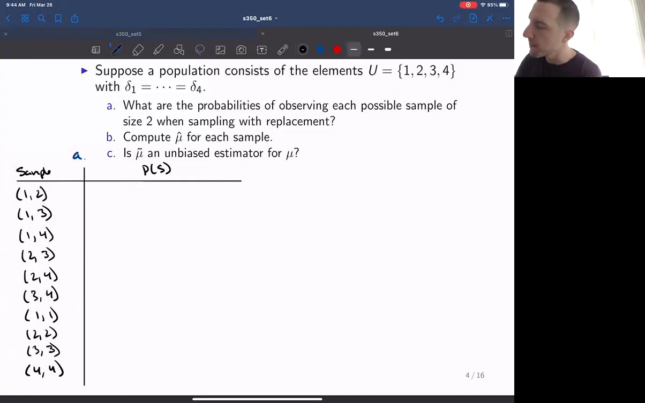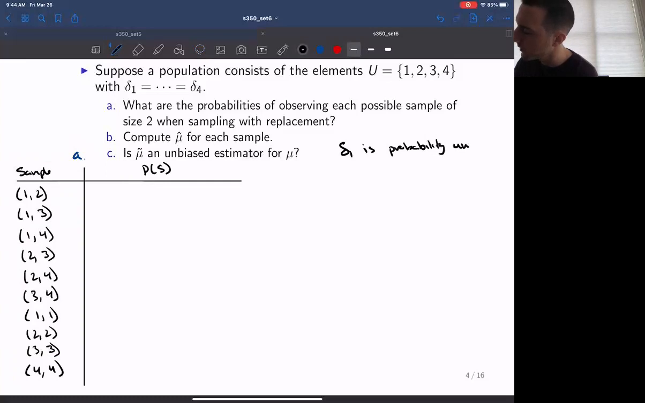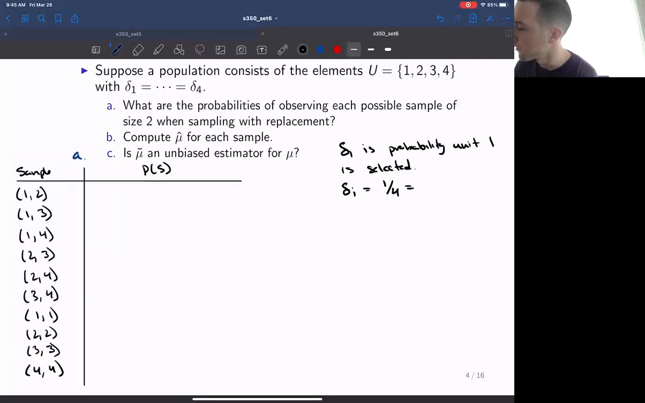Okay, we're told that delta 1 equals delta 2 equals delta 3 equals delta 4. So delta 1 is the probability unit 1 is selected, right? So delta i would be the probability the ith unit is selected. So if these are all equivalent and we know they have to sum to 1, we can show that each delta i is equal to 1 over 4, which is equal to 0.25.